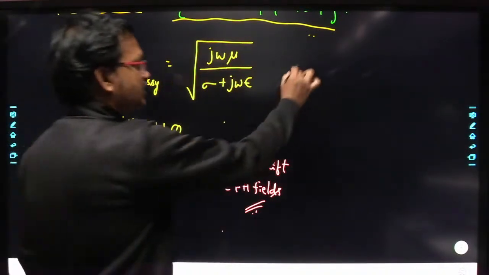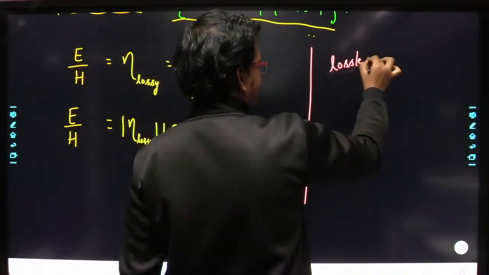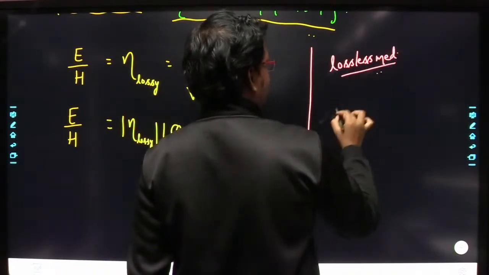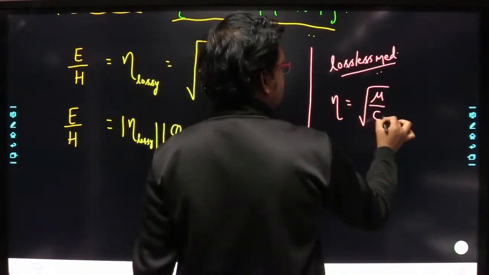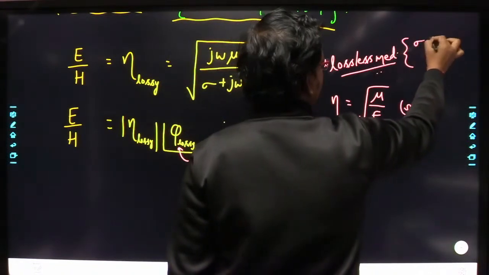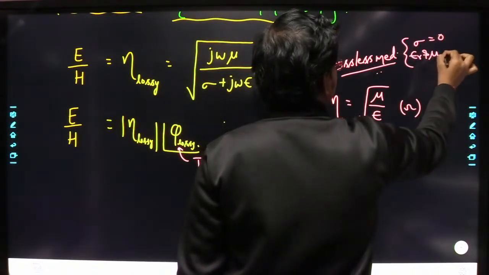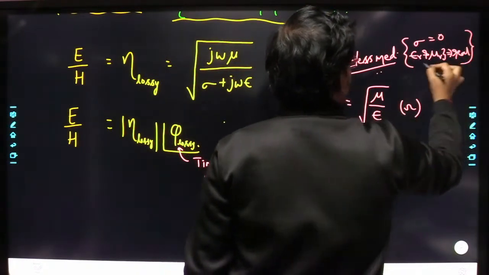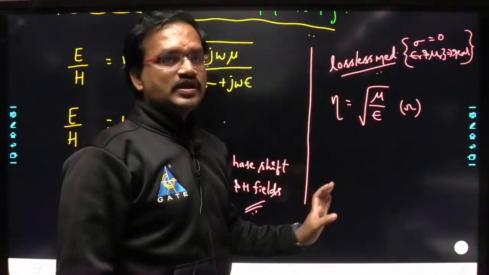See, if you consider a lossless medium here, what is the intrinsic impedance for a lossless medium? Eta is equal to square root of mu by epsilon ohms, right? So what is the condition for a lossless medium? Conductivity is equal to 0, and epsilon r and mu r values must be real. If these conditions are satisfied, then we can treat the medium as a lossless medium.